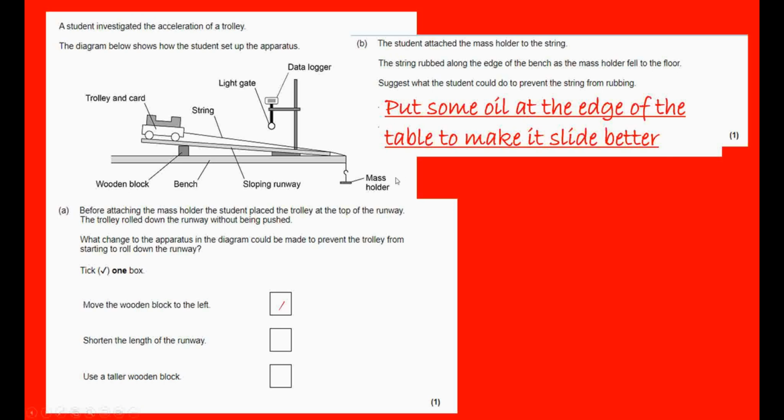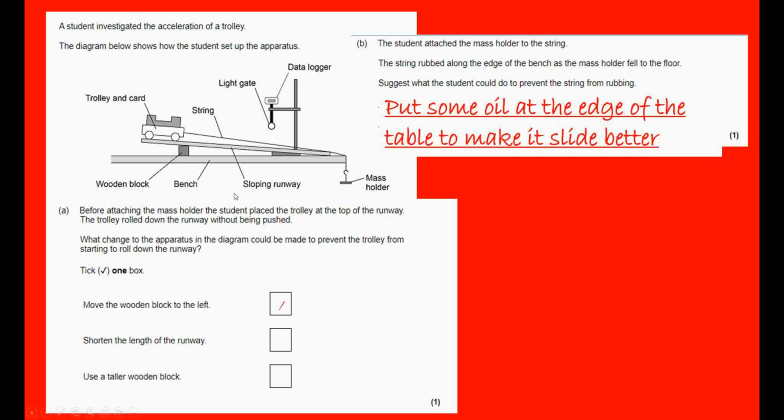You don't have to have this sort of setup. You can have different setups. You can have different forces pushing the trolley. You could use springs. You could just use slopes. You can use all sorts of different ways of measuring acceleration. There's lots and lots of different ways of doing it, which makes it more complicated to answer the questions.